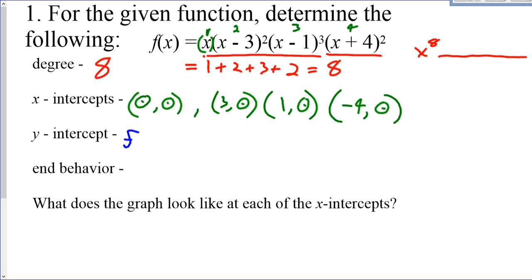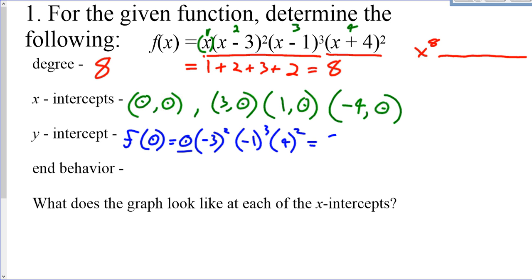So I do f of 0 equals 0 times negative 3 squared. And the thing here is I can continue on, but because I have this 0, it's going to be equal to 0. So I'm going to have negative 1 cubed, and I'm going to have 4 squared. Well, that's equal to 0. So I know my y-intercept is going to be 0.